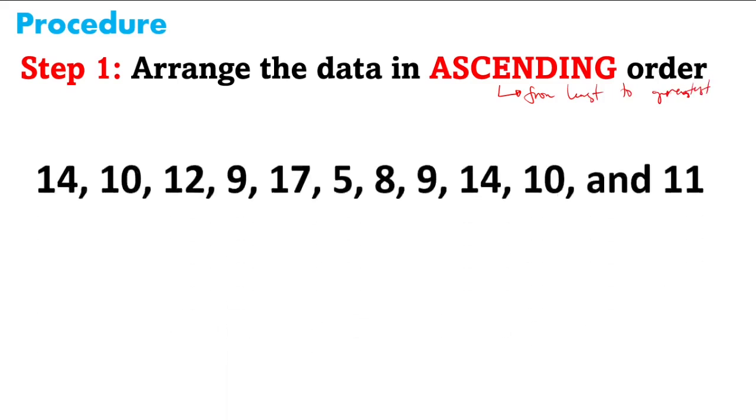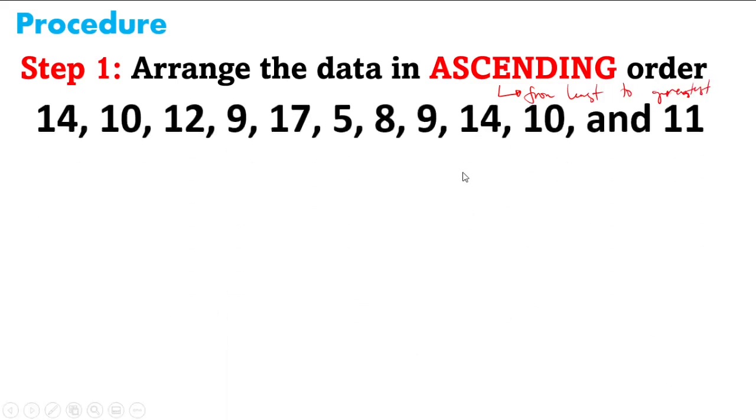Now, here are the number of customers in a day in the cafe. We have 14, 10, 12, 9, 17, 5, 8, 9, 14, 10, and 11. And with that, you have to arrange this from lowest to greatest, or from least to greatest in ascending order. So let's begin with the smallest data, which is 5. After 5 is 8. And then we have 9 2 times.